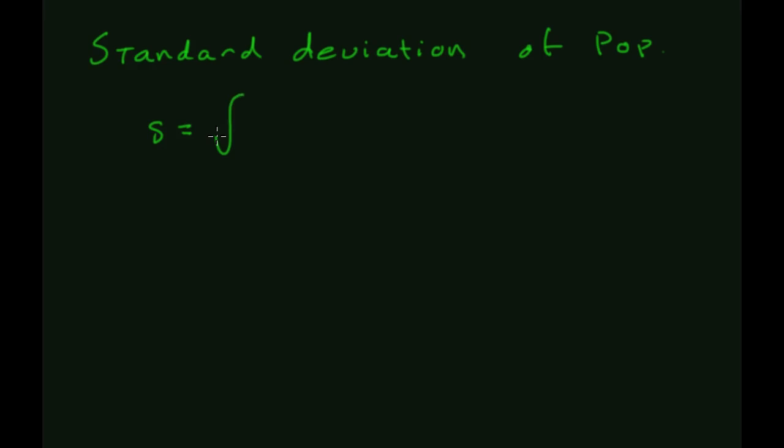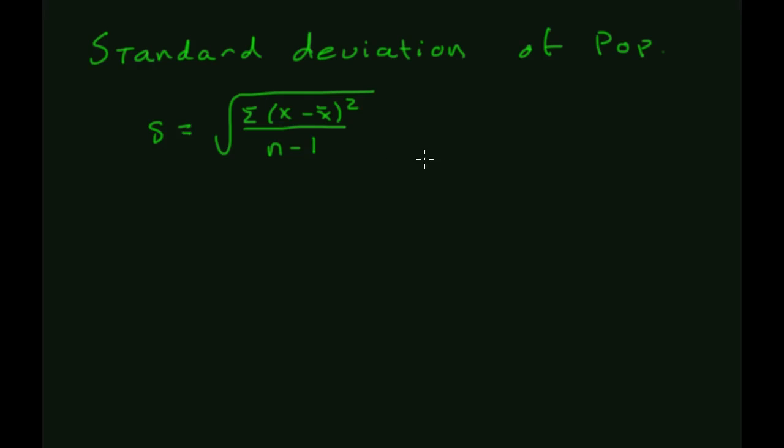Okay, so this is a set of notes on finding the standard deviation of a population. So before we got a formula for the standard deviation for a sample, and it basically measured the distance from the mean, squared it, and summed them, and then took that over n minus 1.